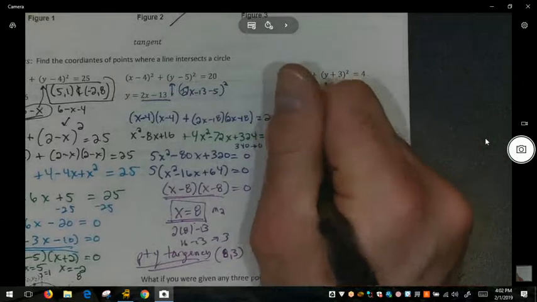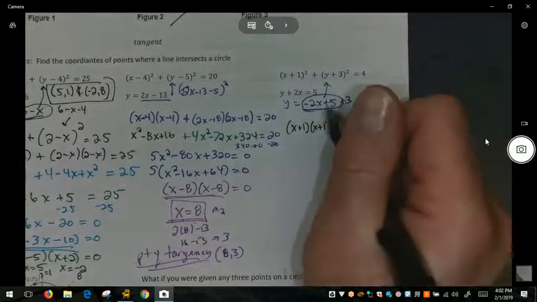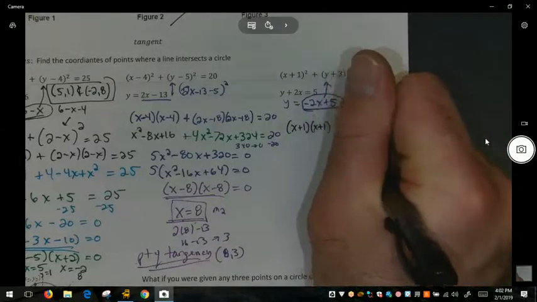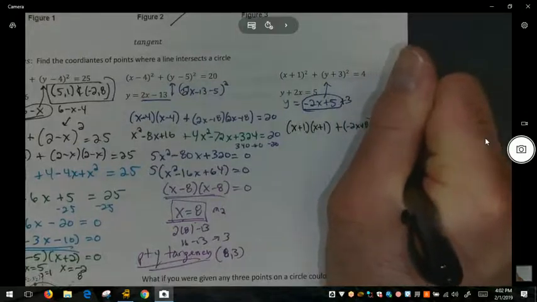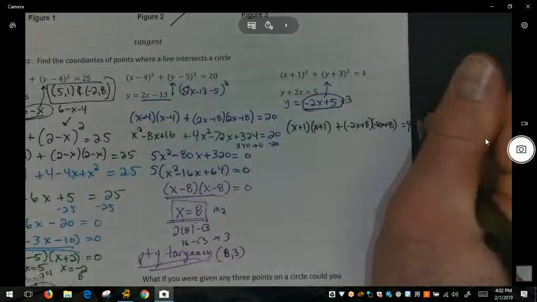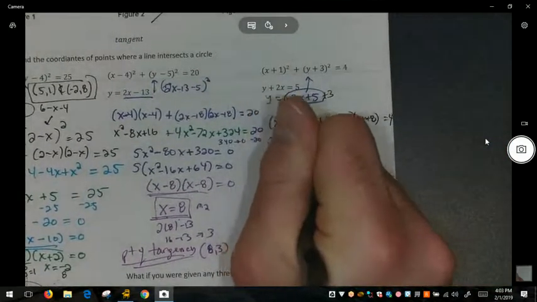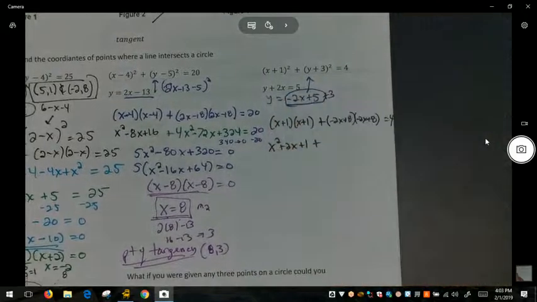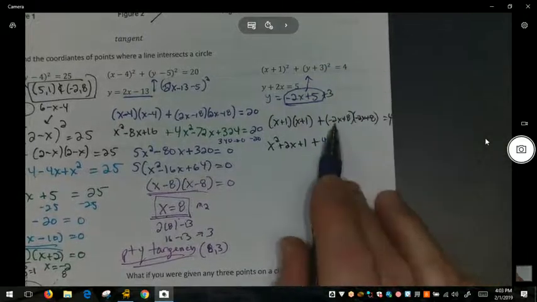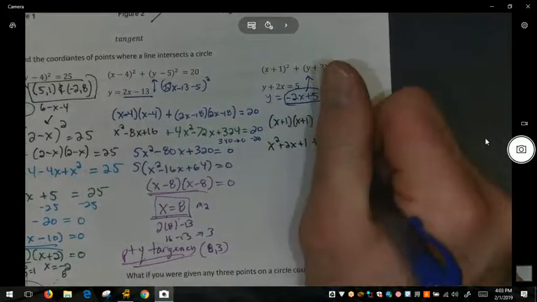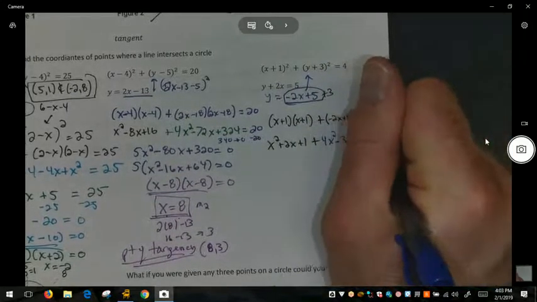So that's going to be (x plus 1) squared, which is (x plus 1) times (x plus 1), plus, this is going to be negative 2x plus 8. So (negative 2x plus 8) times (negative 2x plus 8), and that equals 4. This product is easy. It's x squared plus 2x plus 1. This product is not too bad. Negative 2x and negative 2x is positive 4x squared. 8 and negative 2 is negative 16, but negative 16 and negative 16 is negative 32x. 8 and 8 is 64.